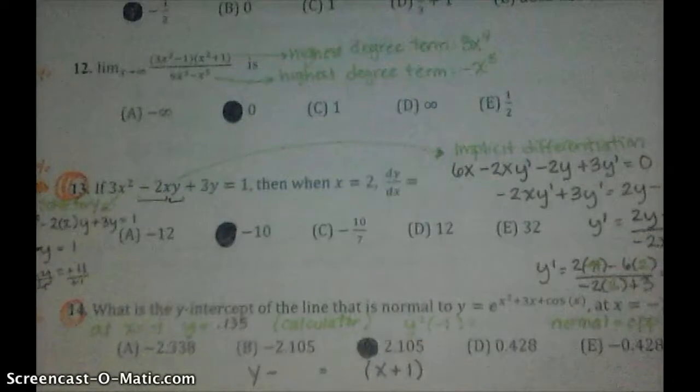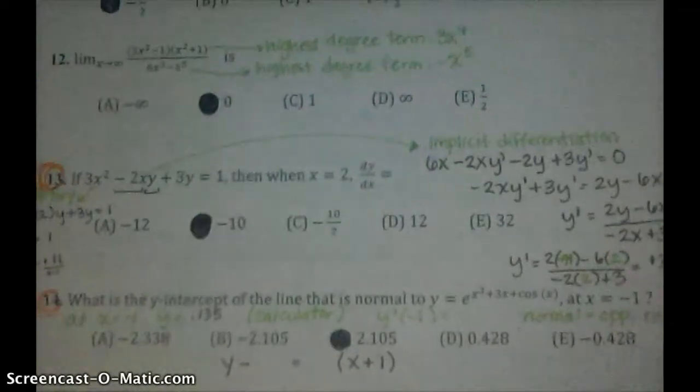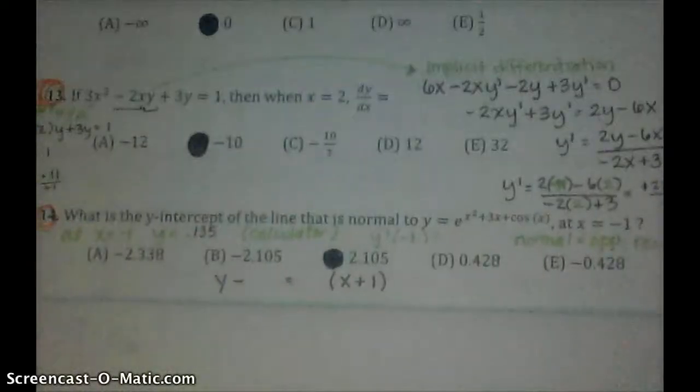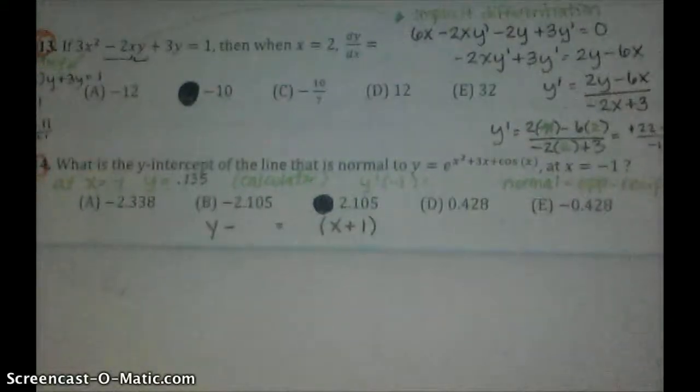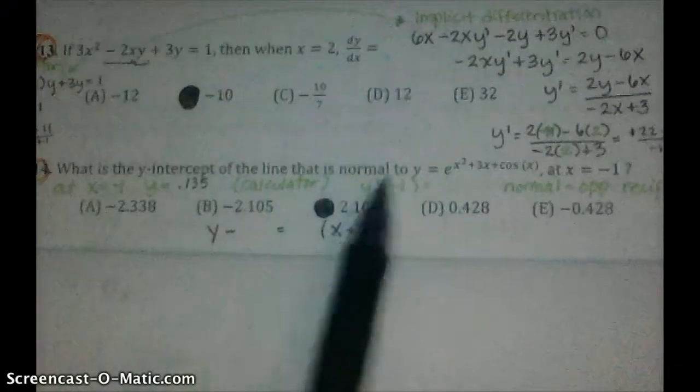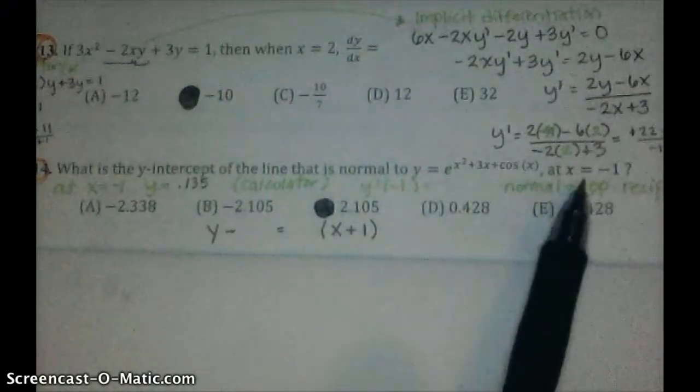Okay. Question 14 is actually a question from a practice test a long time ago. You may or may not remember it. And this is one where you really want to make strategic use of your calculator. First of all, interpret what the question is talking about. It says, what is the y-intercept of the line that is normal? And then it gives you a function and an x value.